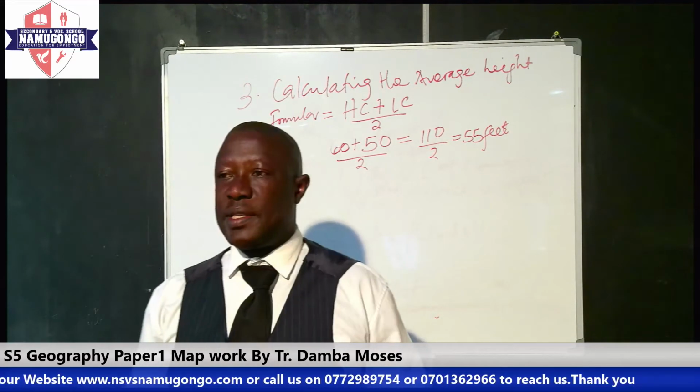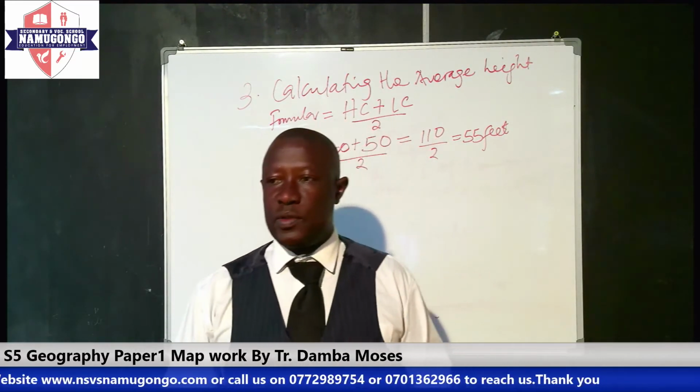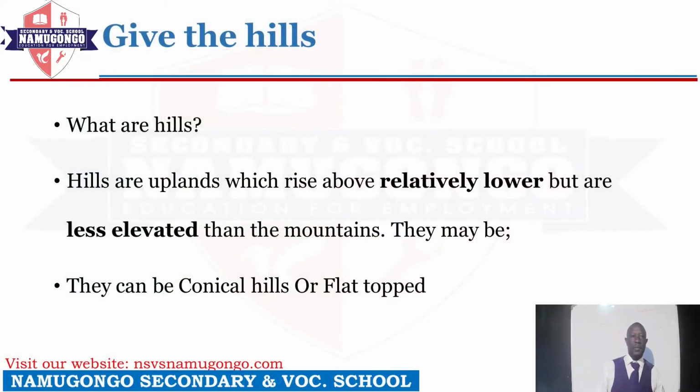the hills you are seeing on the map, describing the hills on the map. What is a hill? A hill is an upland. It may be relatively low, or a hill is supposed to be relatively low. Yet a mountain is supposed to be higher. It's supposed to be elevated than a hill. So a mountain is higher than a hill. Okay. Therefore, if you are seeing any hills on the map, you give them.